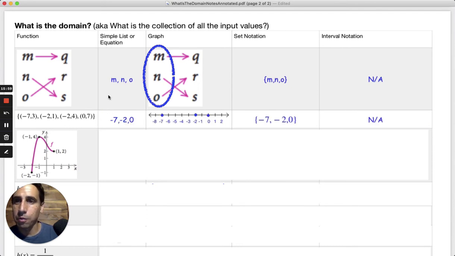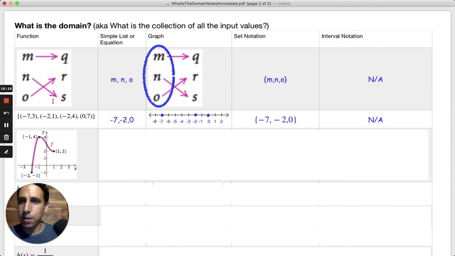Okay, so what is the domain? That would be all of the x values: -7, -2, -2, and 0. Notice you don't have to write -2 twice. You're going to plot them on a graph. They look here, and you could take this answer and put it into a set like that.